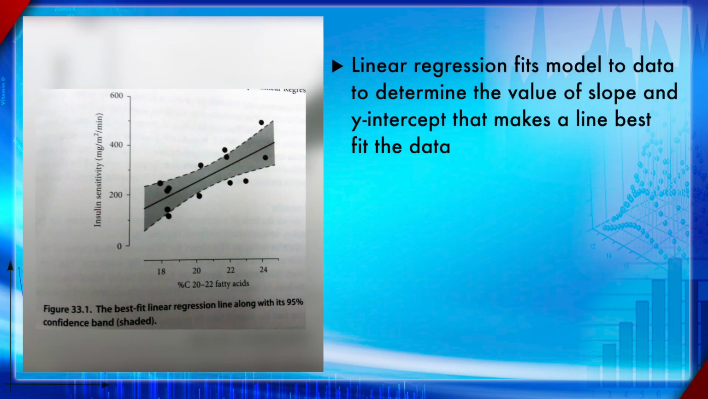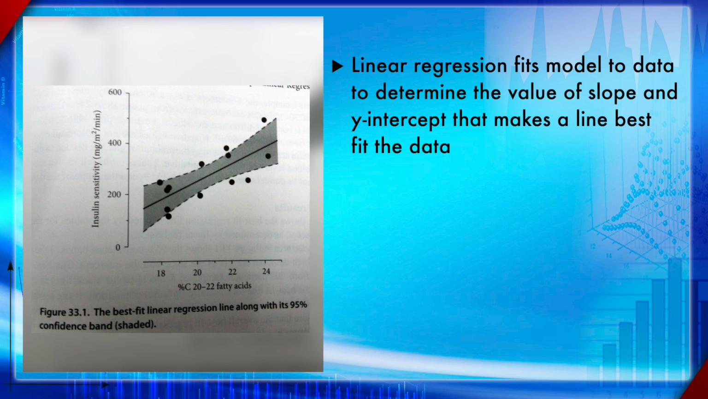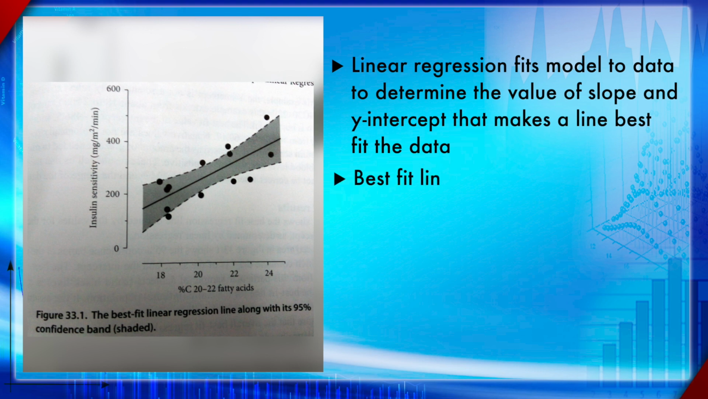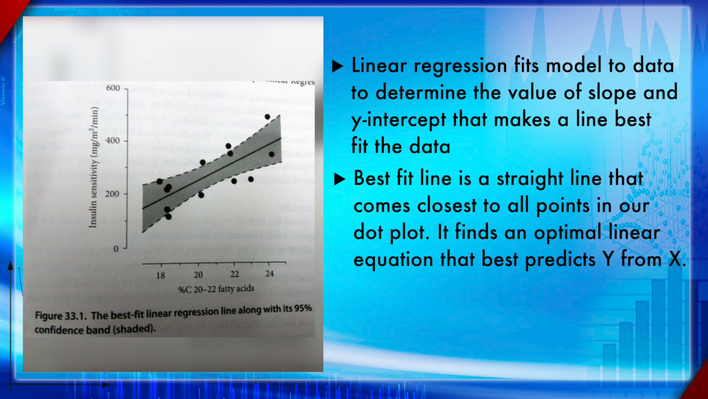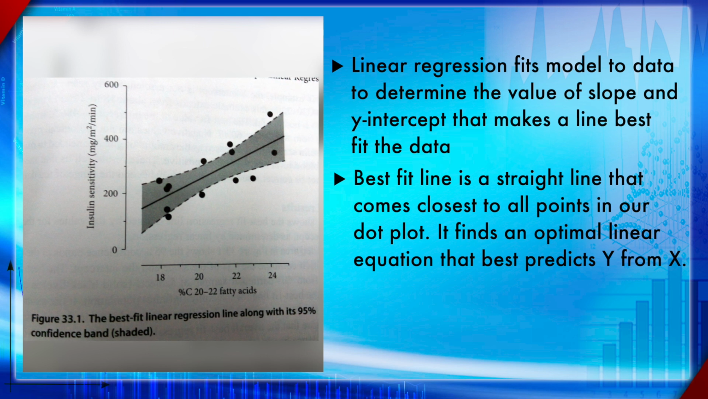Linear regression fits a model to the data to determine the value of the slope and y-intercept that makes the best fit line of the data. You are generating the line or you are generating an equation. Both are the same thing, seen from two different perspectives. The best fit line is a straight line that comes closest to all the points in our dot plot. It finds the optimal linear equation that best predicts y given x or vice versa. So it is used for prediction.